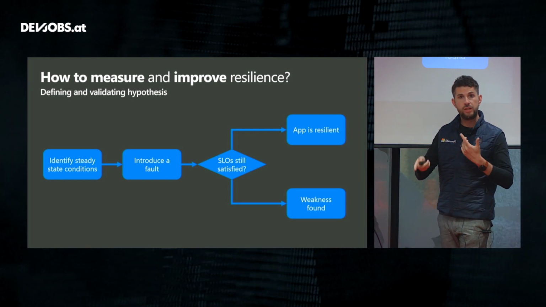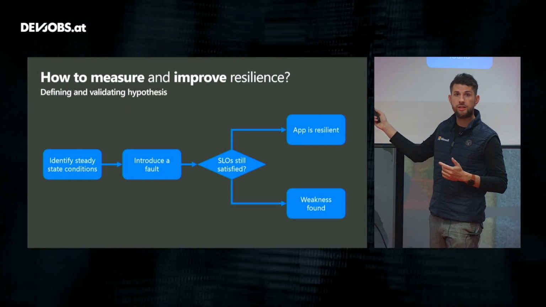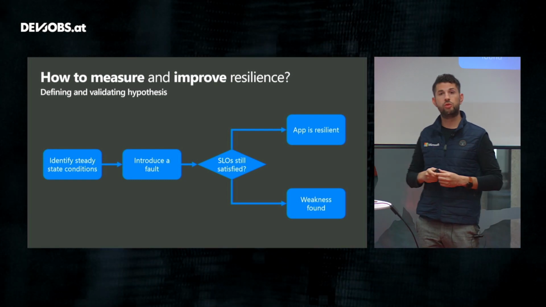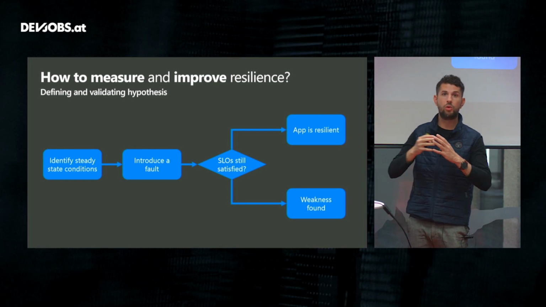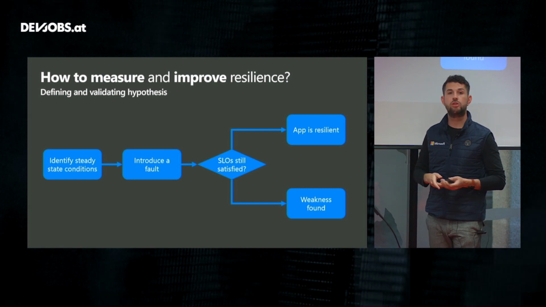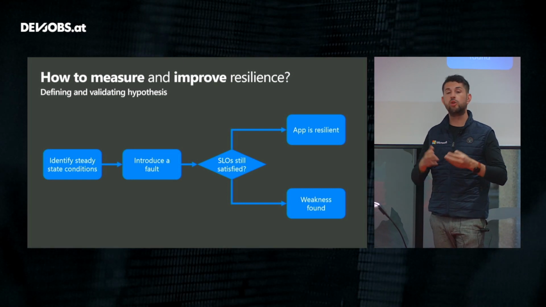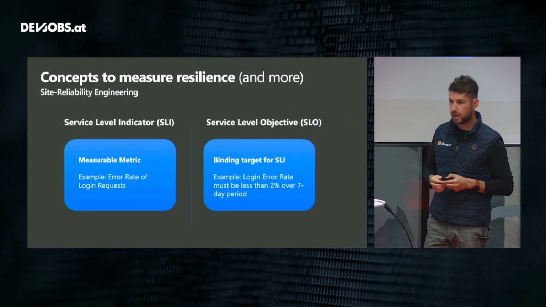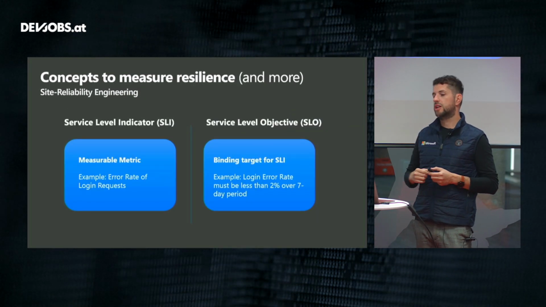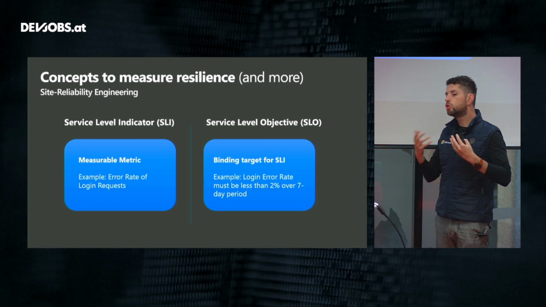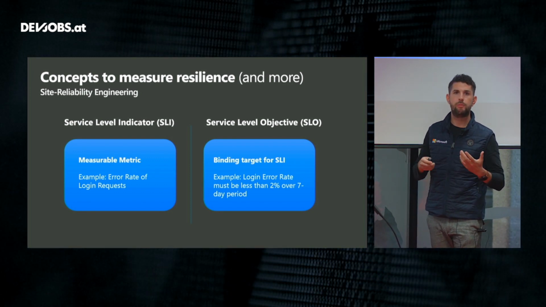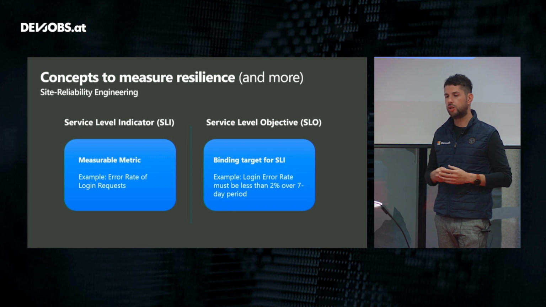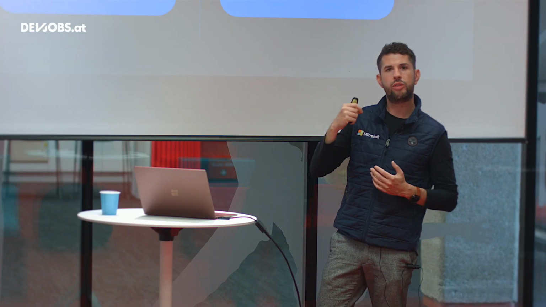If we cannot meet our SLOs, then we have found a weakness and we can try to improve it. For example, scaling up the whole application to more nodes, or configuring the load balancer so it fails over to the other nodes that are still available. And the concepts to measure those, we usually borrow from the site reliability engineering community. They have come up with great concepts and we can really make use of them here.